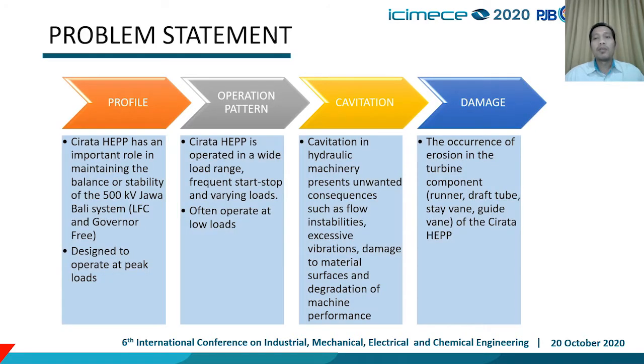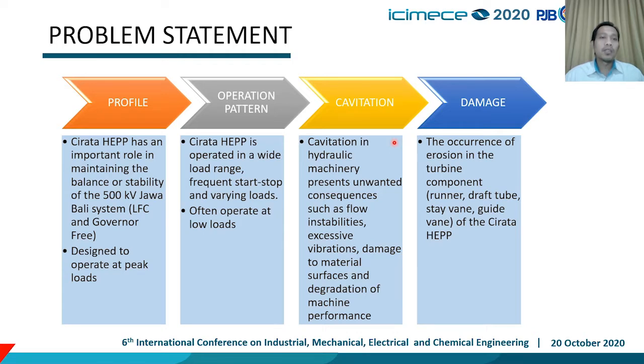This section shows the problem statement. First, about the profile: Cirata Hydroelectric Power Plant has an important role in maintaining the balance or stability of the 500 kV Java-Bali system. Cirata has LFC and governor-free operation mode, designed to operate at peak load. It is operated in a wide load range, with frequent start-stop, varying load, and often operates at low load. So it has the potential to cause cavitation.